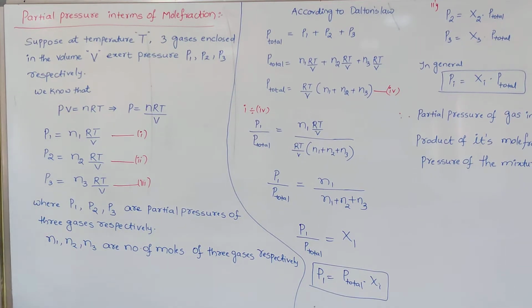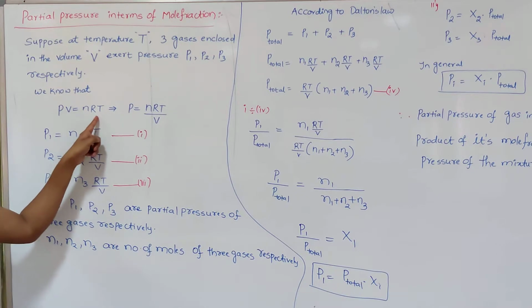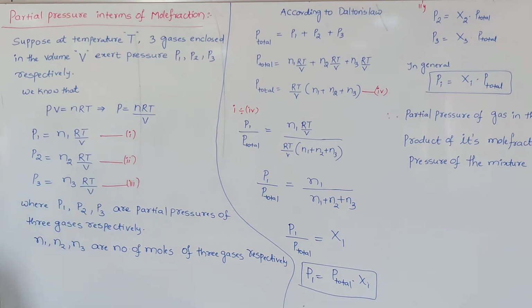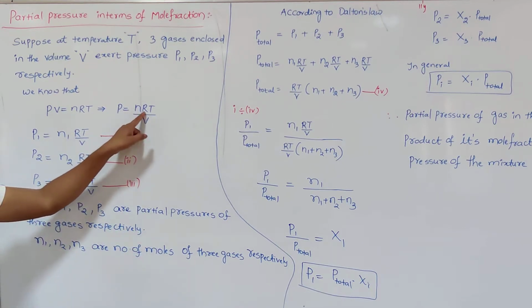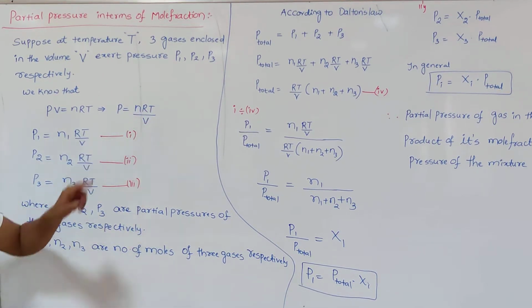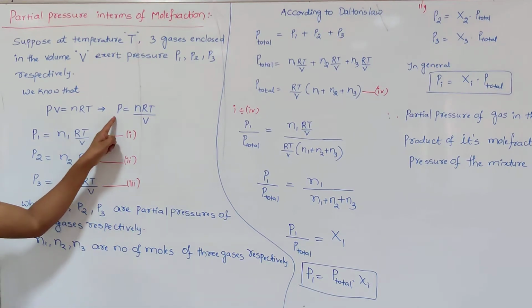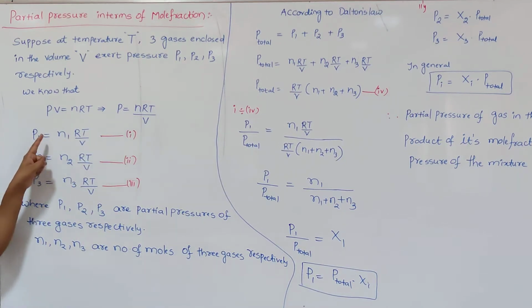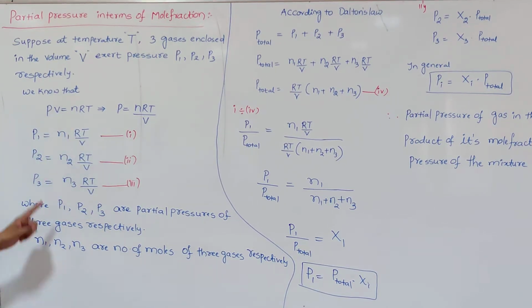We know the ideal gas equation PV = nRT. So from this we write P = nRT/V. When we apply this equation to the individual gases, R is constant, temperature is constant, volume is constant. Which factors change? Pressure and number of moles. We can apply it for the first gas: P1 = N1RT/V. Similarly, for the second and third gases: P2 = N2RT/V, P3 = N3RT/V. So we get the three equations.